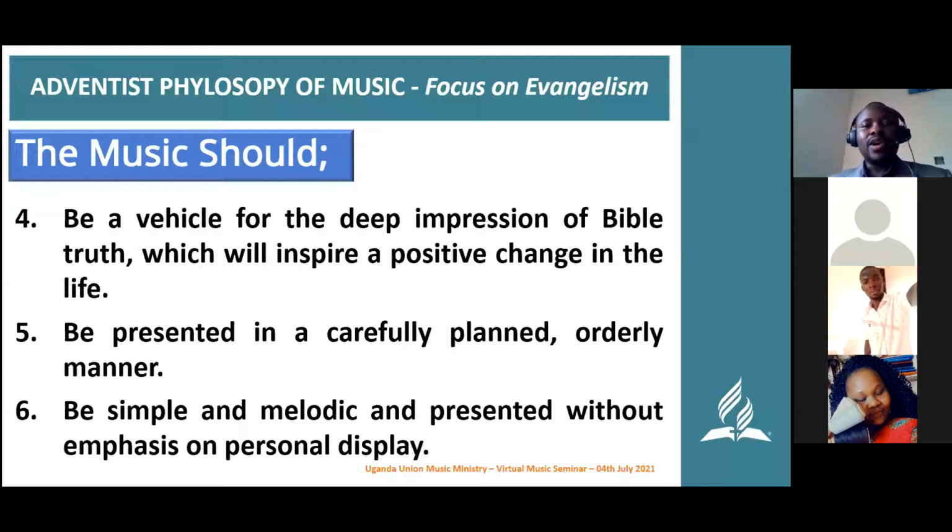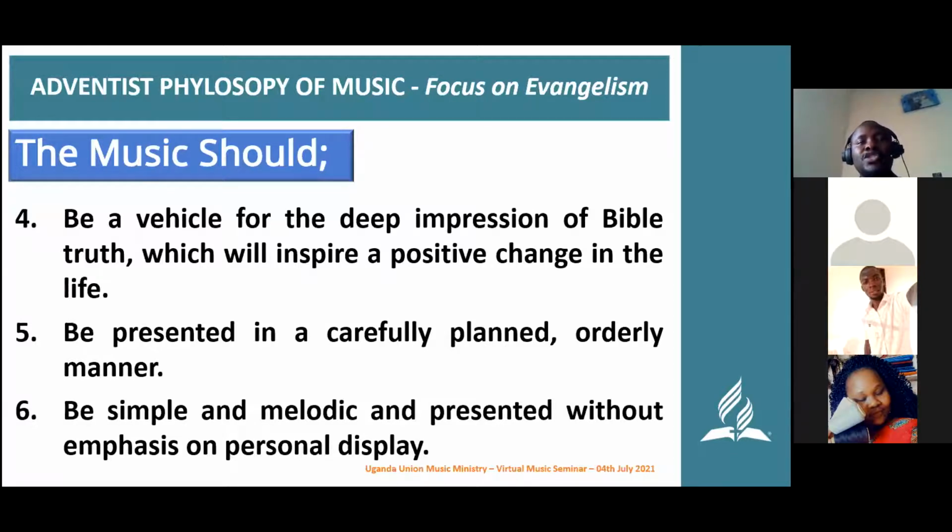Now, it's very important as musicians to have an orderly manner in the way that we present the music that we have, and ensure that still in that process, God's name is glorified. The other point is the music should be simple, should be melodic, and presented without emphasis on a personal display. Why? We glorify God, not the people in the choir.